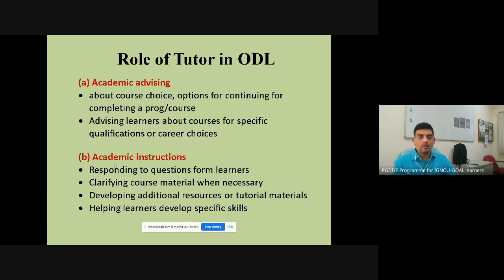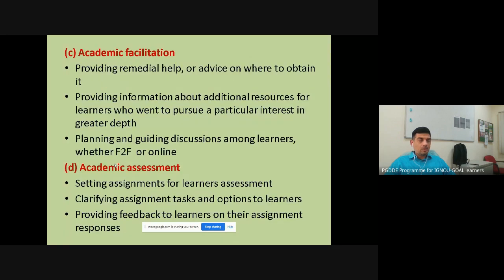And even clarifying the course materials whenever necessary to the learners. For example, a particular concept or a particular thing is discussed under any one of the course materials. If the learners are not in a position to understand or to grasp that content, then the counselor should be in a position to help them out to understand that and to make use of that content and to get their queries cleared on that particular content or piece of work, we can say. Okay, then developing additional resources and tutorial materials are also coming under academic instruction. Then helping them to develop specific skills also. Okay, these are called academic instruction.